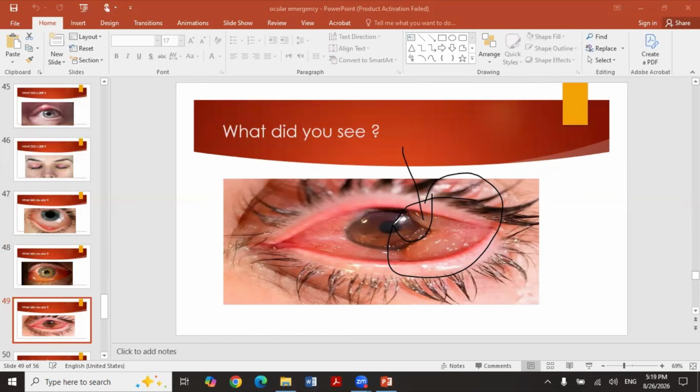Okay, so for me it's only conjunctival swelling, chemosis, because many patients come with this picture. The emergency call comes even at 1 a.m., 3 a.m., coming quickly. I only saw chemosis and it's nothing here.